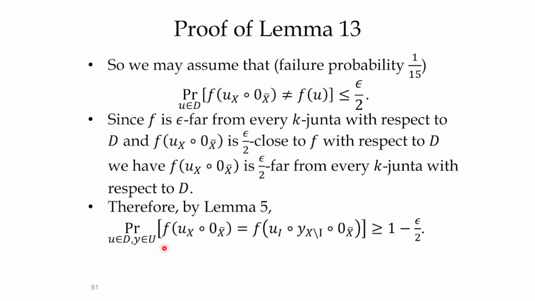Therefore, by lemma 5, the probability, where U in D and Y in U, that the function of U subscript X concatenation 0 subscript X bar is equal to f of U subscript capital I concatenation Y subscript capital X without I, 0 subscript capital X bar, is greater or equal to 1 minus epsilon divided by 2.